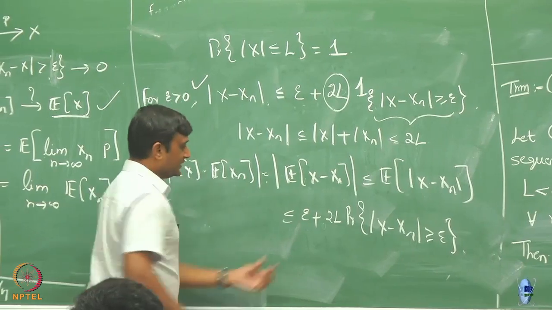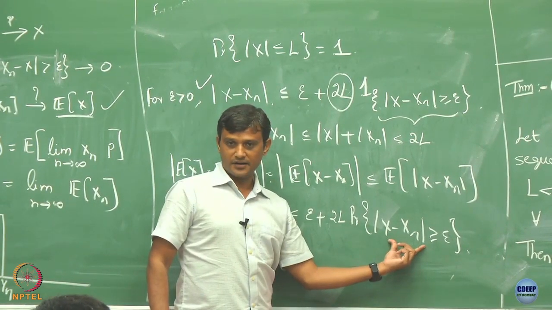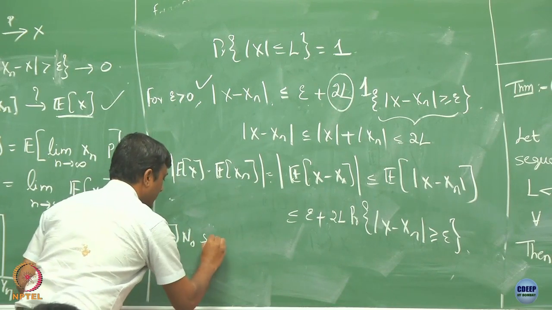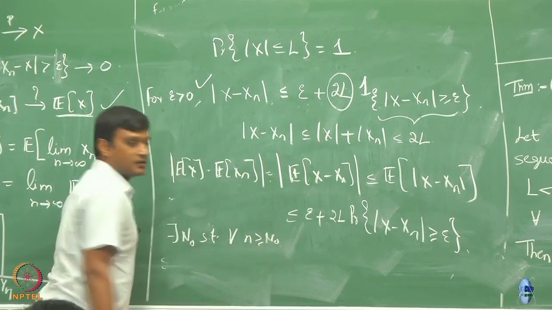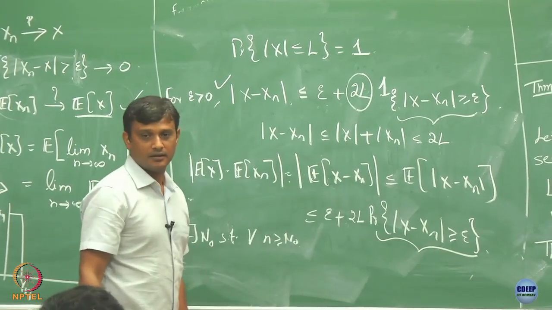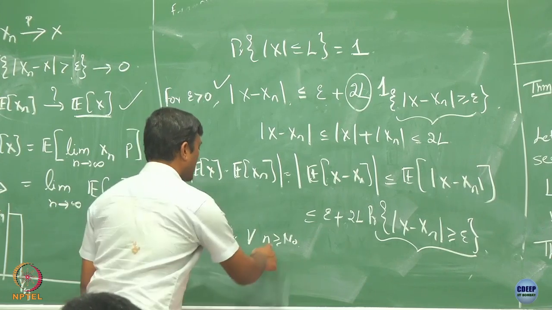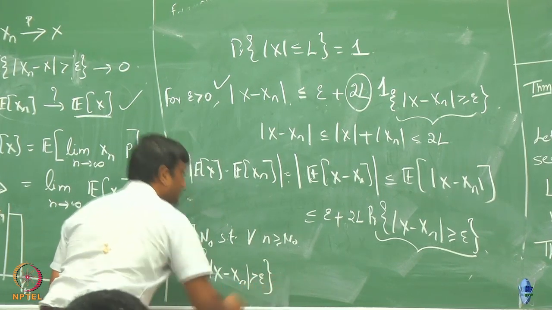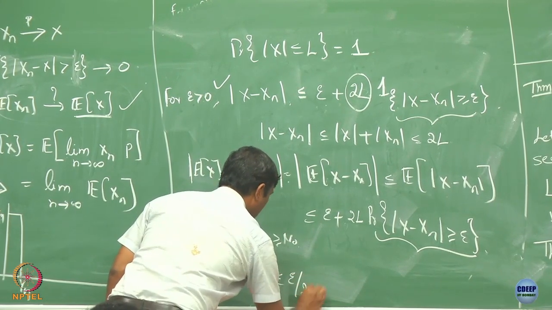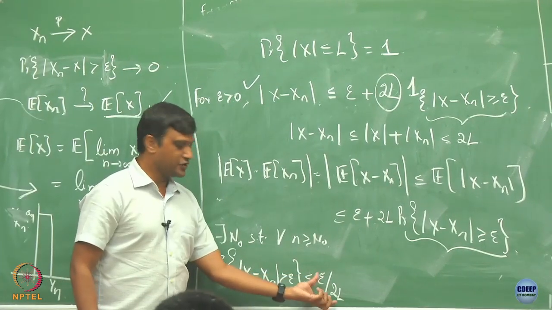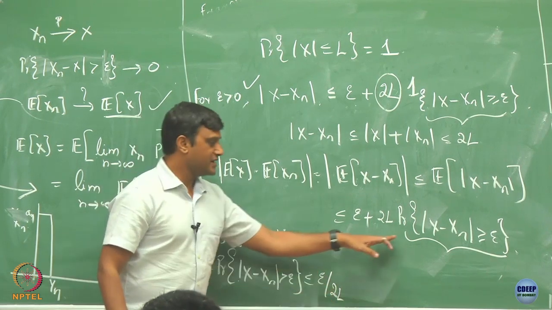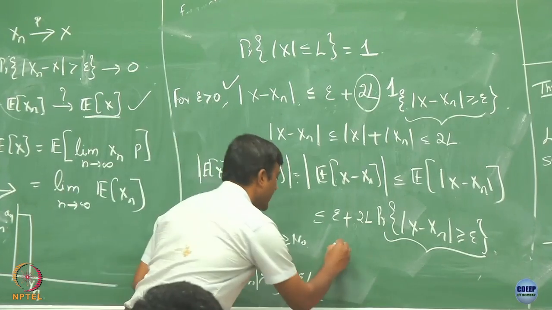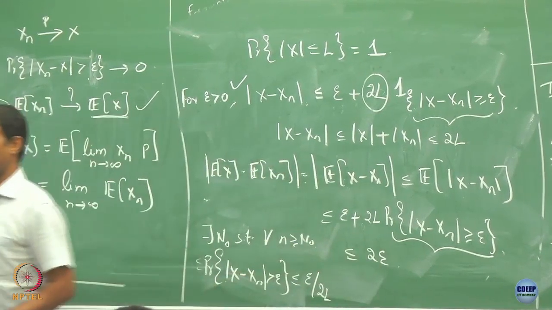Now I know that this probability goes to 0, right? Because of that, I can say that there exists some n naught such that for all n greater than or equal to n naught, I can replace this by something smaller. Given epsilon, I will take epsilon by 2L and look at the point after which this falls below epsilon by 2L. There always exists such an n, right? So for sufficiently large n, I can upper bound this by 2 epsilon.